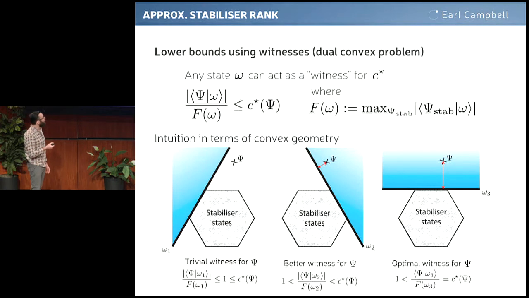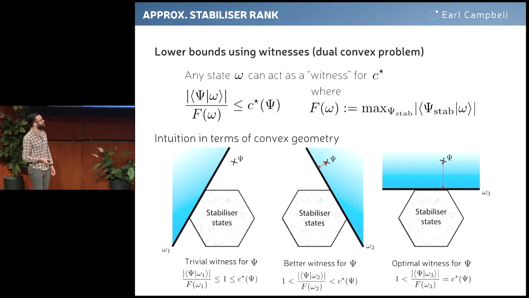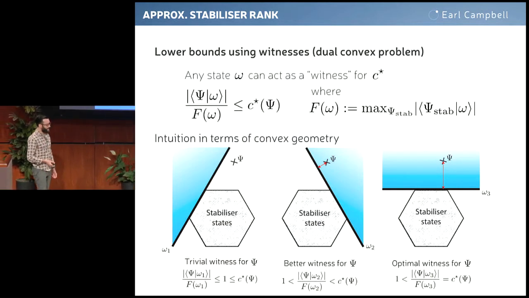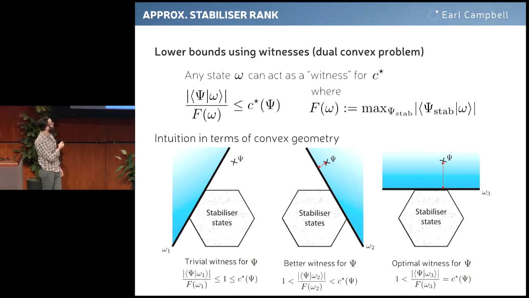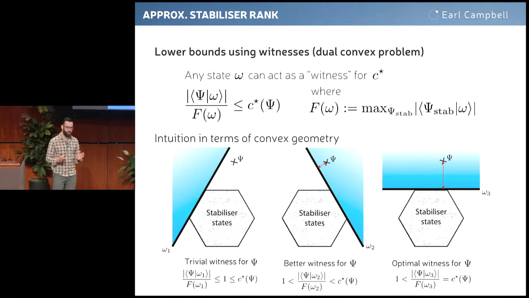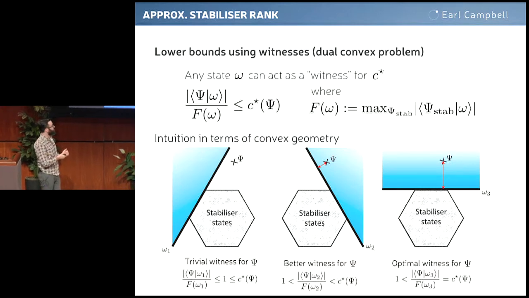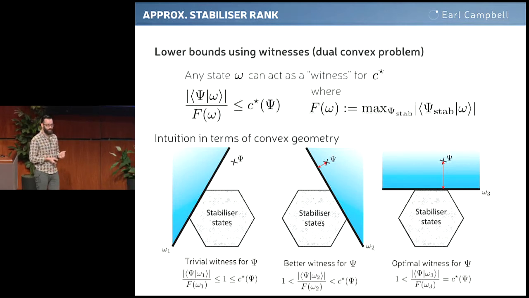And every possible choice of variables that you have for the dual problem gives you something that I would call a witness. So this is similar to the idea of entanglement witness in physics. And here, what we find is that the witness is actually a quantum state. So for every quantum state that you give me, I can find a lower bound on this c star, which is this number that quantifies how hard it is to simulate a circuit using psi as a magic state. So how does the lower bound work? Well, you have the overlap between the original state and the one you're using as a witness divided by the fidelity of the witness. What do I mean by fidelity? I mean the maximum overlap between the witness and the set of all possible stabilizer states.